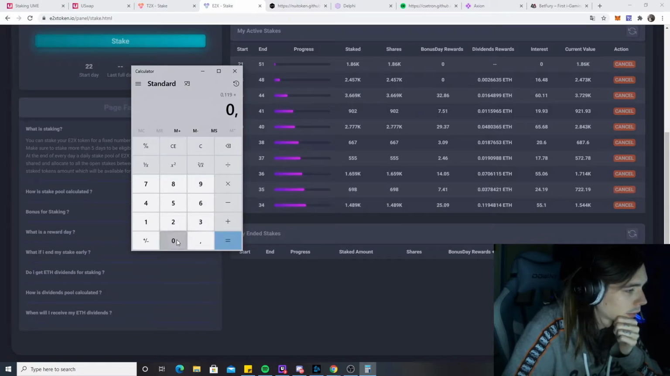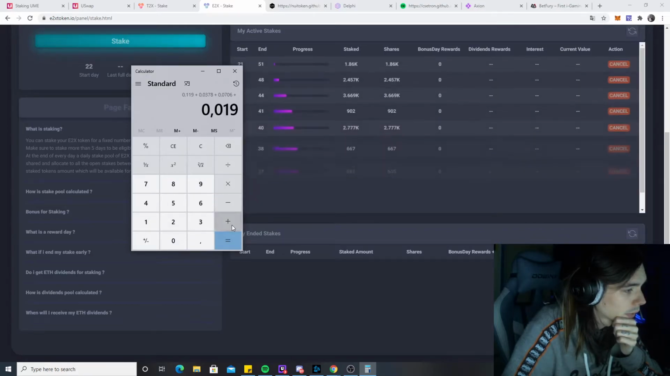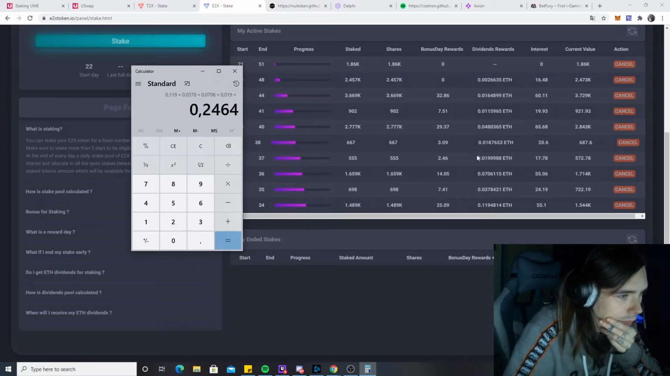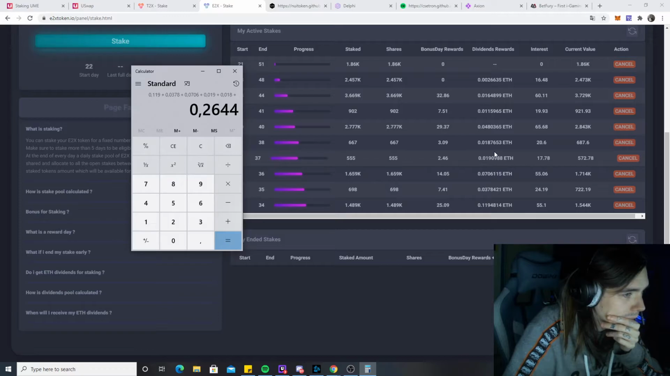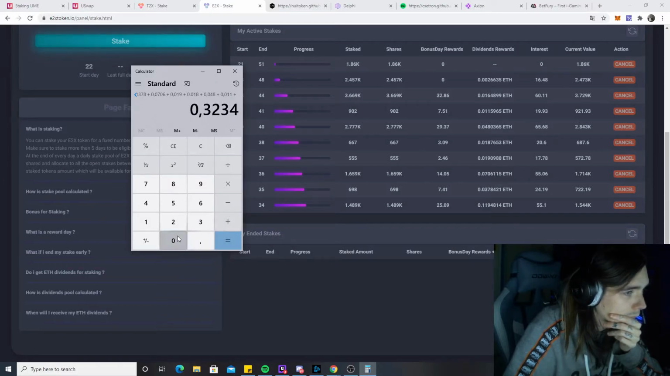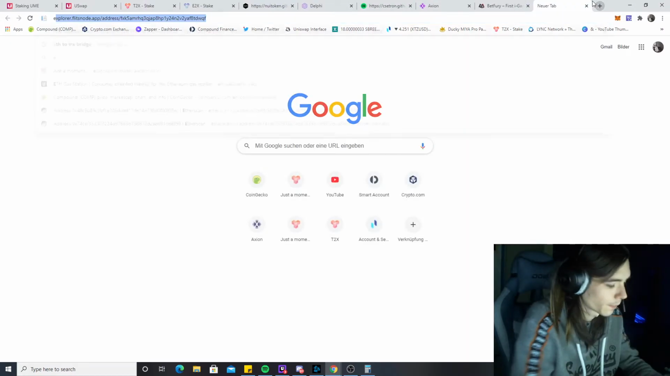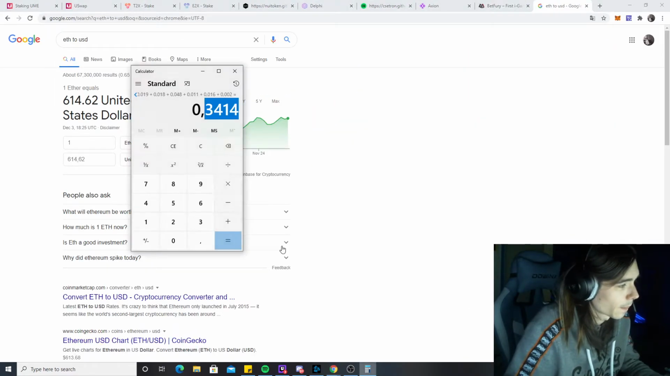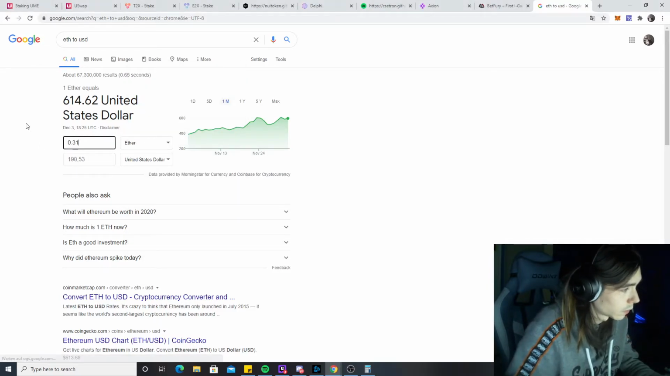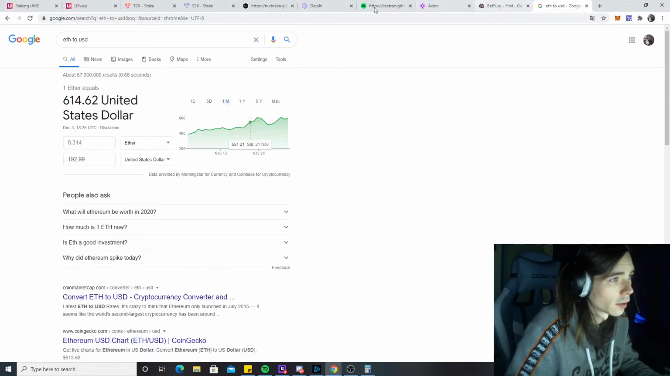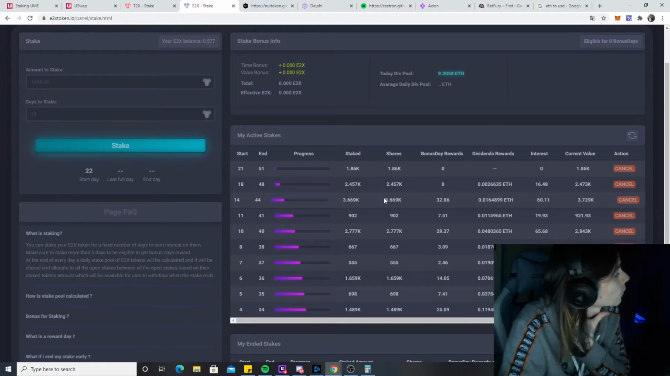9, yeah, let's get that in here. 378 plus 0.0706 plus 0.019 plus 0.019, 0.018, and then 0.048, and then 0.011 plus 0.016 plus 0.002 equals this, and this is, let's see, ETH to USD, and we see it's 0.314, 192 Bakuunis, which we already got. We just need to wait until it's over, and then we can claim them.